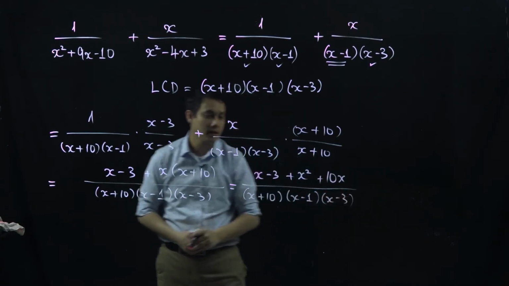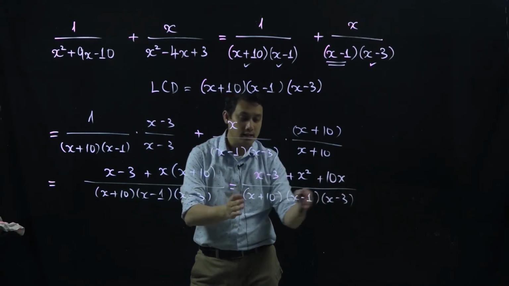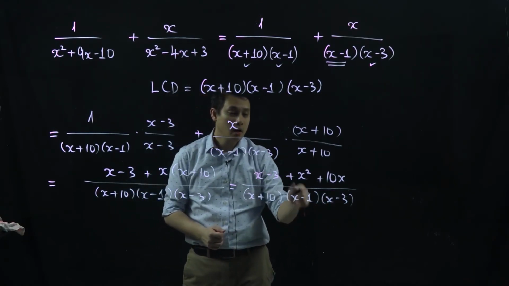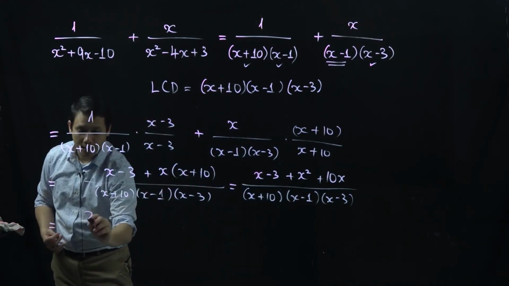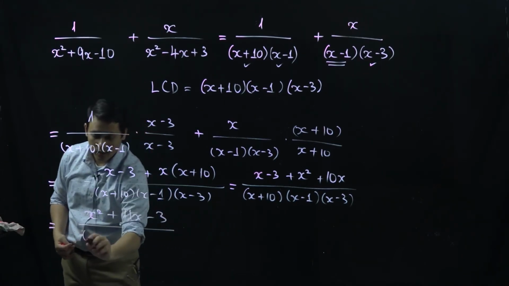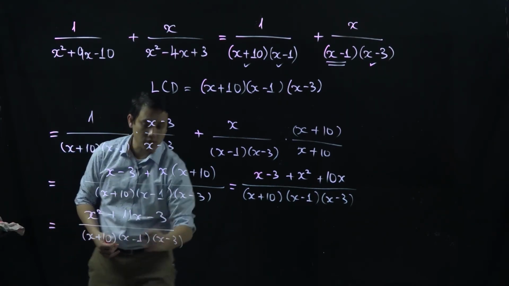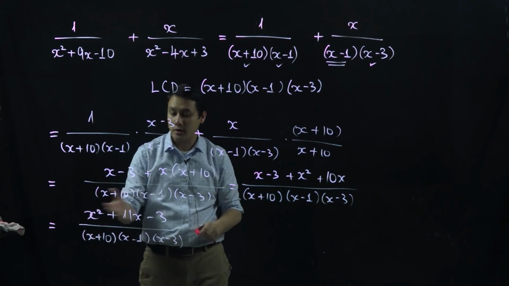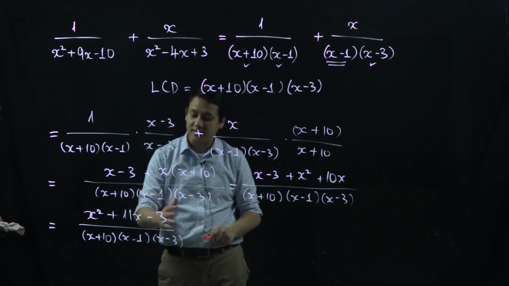x minus 3. For the denominator, I want you to leave the answer like this because this is the product of factors. I don't want you to do anything else with the denominator. For the numerator, try to combine like terms together to finish your problem. So you have x squared plus 11x minus 3 over x plus 10 times x minus 1 times x minus 3. And this is the final answer. There's nothing else that you can do because you cannot factor the numerator further.